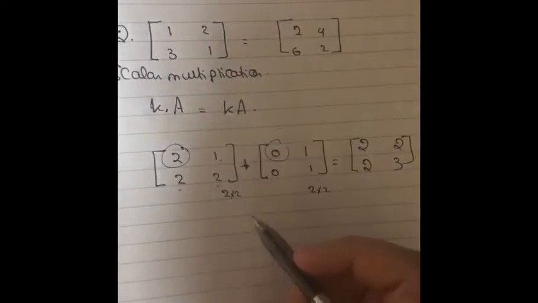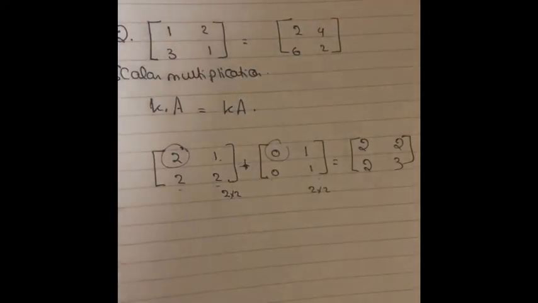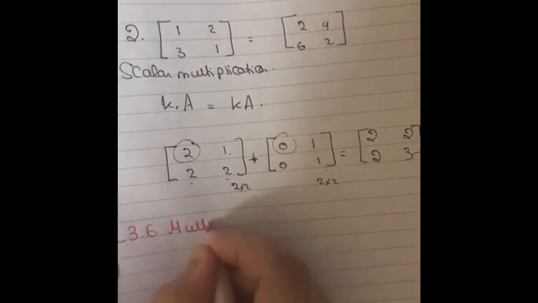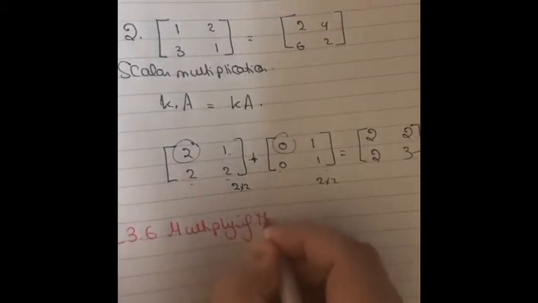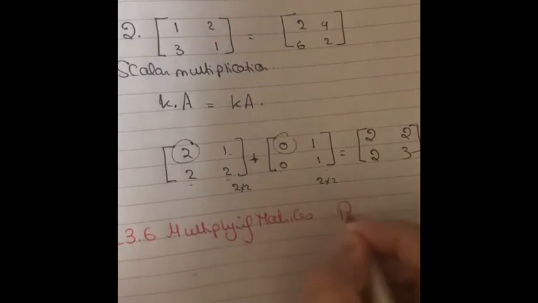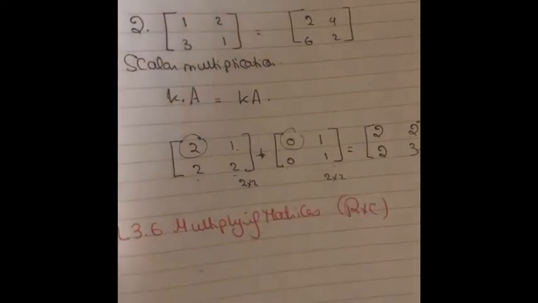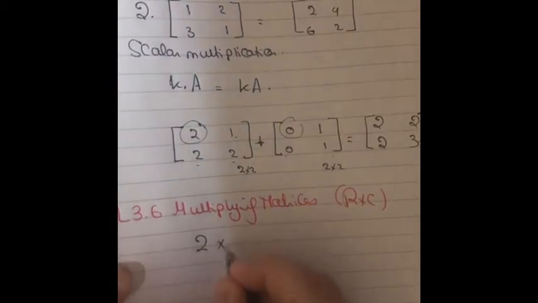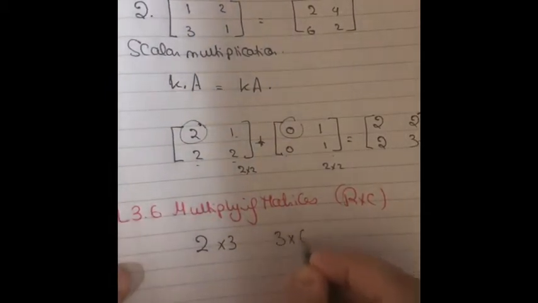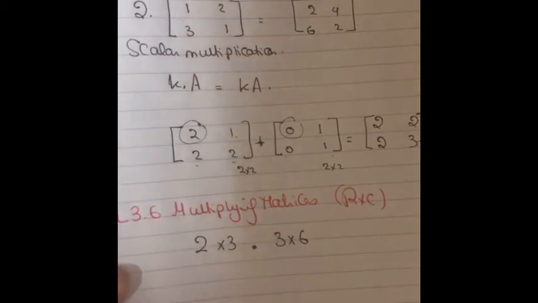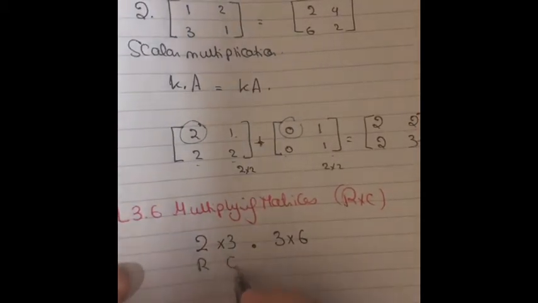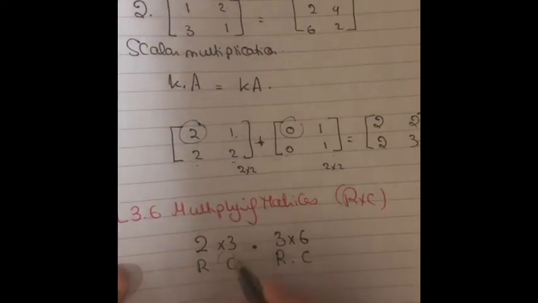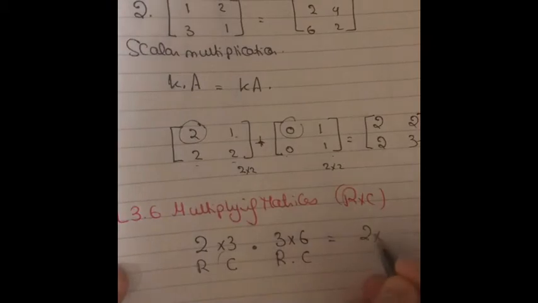In lesson 3.6, multiplying matrices was a little bit harder. As we know, we always go by rows, by columns. To remind you how to multiply matrices, the dimensions, for example, 2 by 3 and 3 by 6, these two matrices can be multiplied by each other. Why? Because the columns of the first one is the same as the rows of the second one, and your answer will be a 2 by 6 matrix.